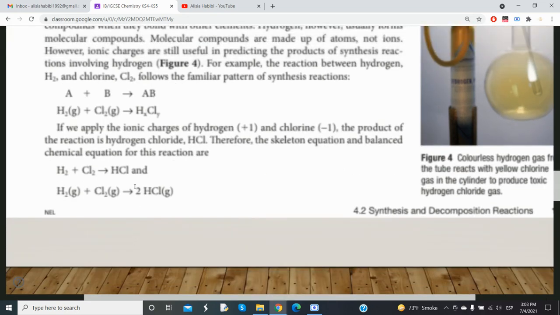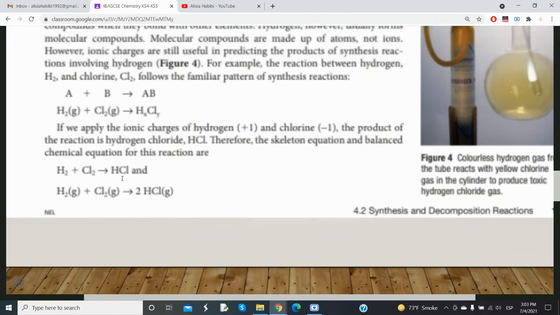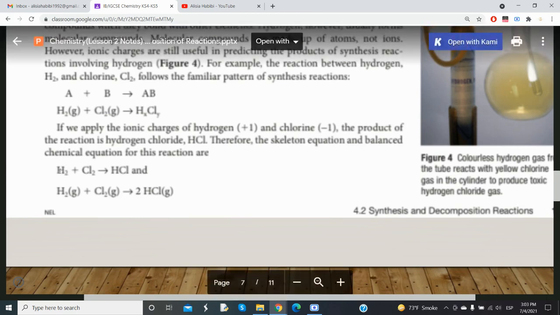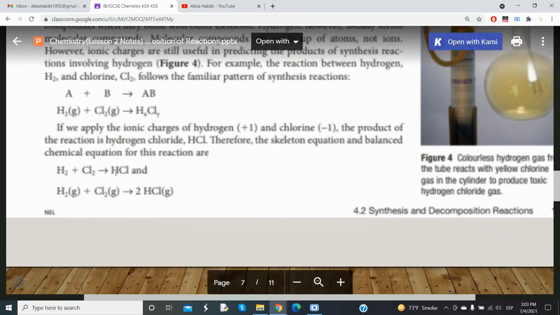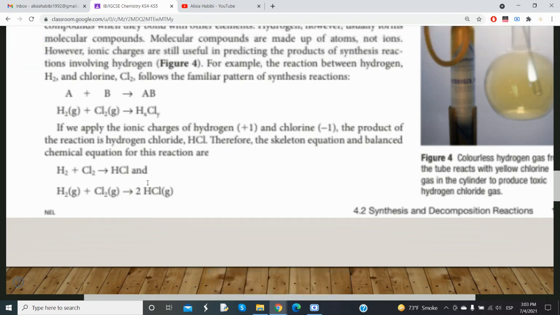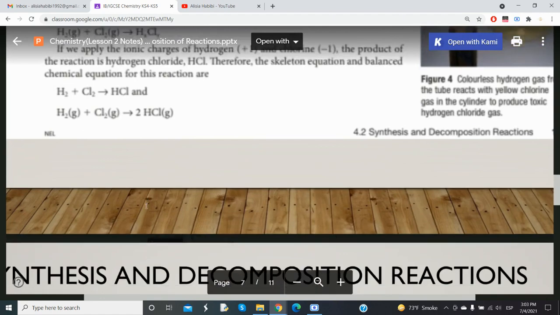To balance it, of course, as we said before, whenever you have a synthesis reaction, you must balance it. Since we have 2 atoms of hydrogen and 2 atoms of chlorine on the left side, that is on the reactant side, and then we just have 1 atom of each on the product side, or the right side, we have to balance it by putting a very simple 2 in front of HCl. That now says that hydrogen on the product side has 2 atoms, and chlorine also has 2 atoms, which then balances the reactant side as well.